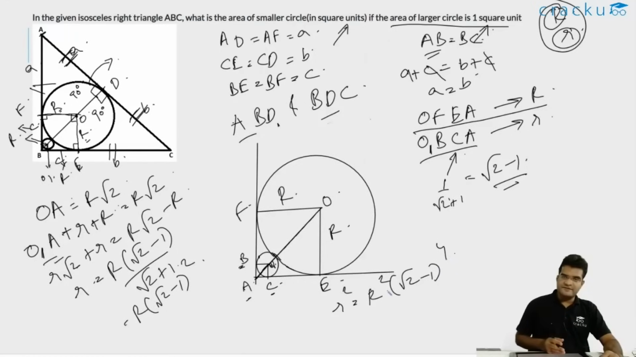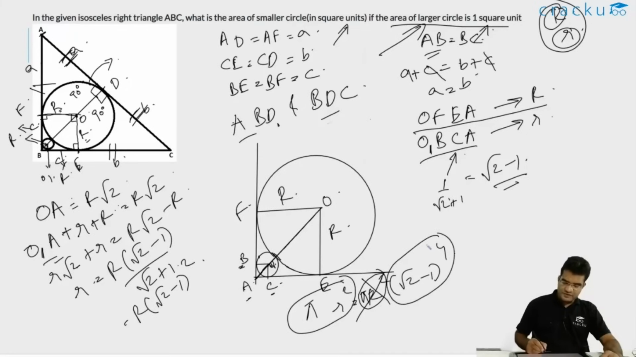If you multiply both the left hand side and right hand side with pi, pi small r square is equal to pi capital R square into root 2 minus 1 to the power 4. Pi into small r square is what we are required to find out. This is the area of the smaller square. But we are given that pi into capital R square is equal to 1. We are told that the area of the larger circle is 1. So the required answer is just root 2 minus 1 whole to the power 4.